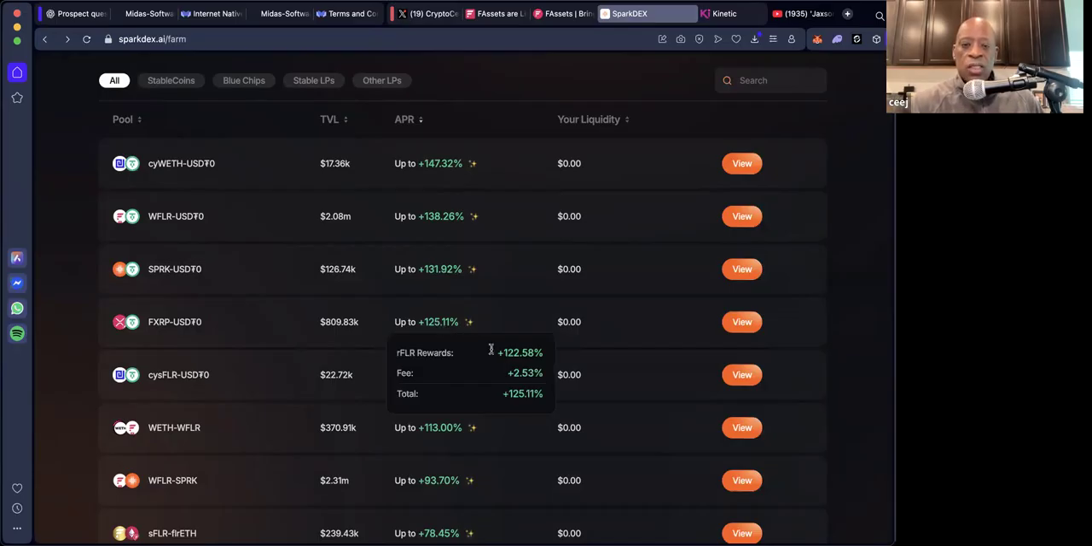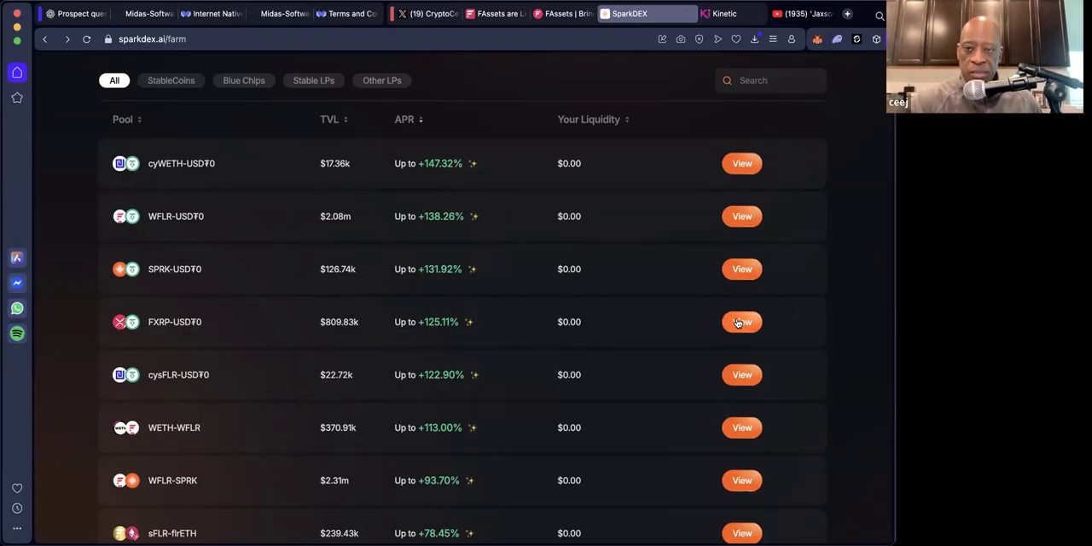So RFLR is 122% in RFLR, which is rewards FLR for participating in the liquidity pool. The fee has gone up to 2.5% in rewards, which is really cool. It was 1%, now it's up to 2%. It has now doubled. And that's how you get 125% in the APR. So the fee is from people who use a DEX to trade and swap. You get paid those fees for doing that if you're in this liquidity pool. So that's really, really cool.